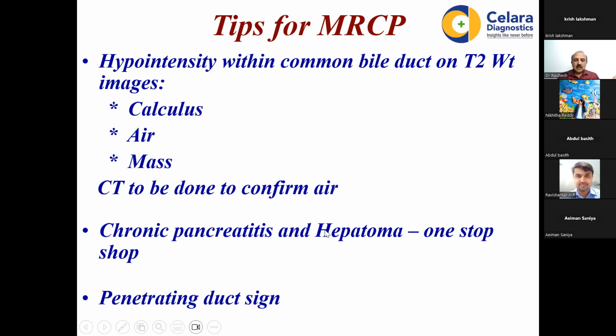So in case of chronic pancreatitis or pancreatic carcinomas like hepatomas, it is a one-stop shop. You can do a T1, you can do a T2, you can do a contrast, you can do an MRCP, you can look at the vascular anatomy, you can look at the ductal anatomy, everything you can do in 30 minutes.